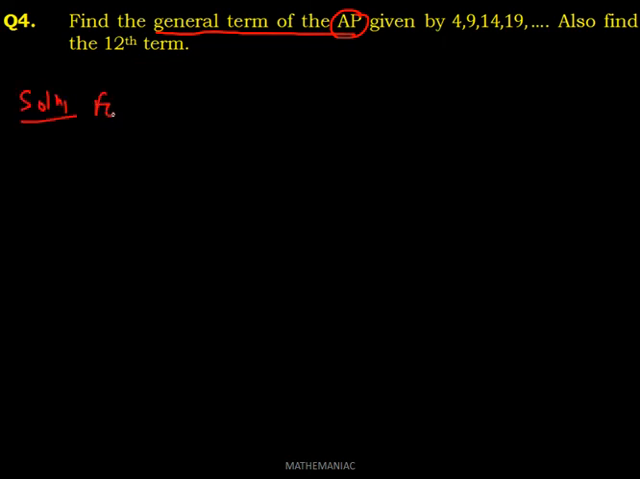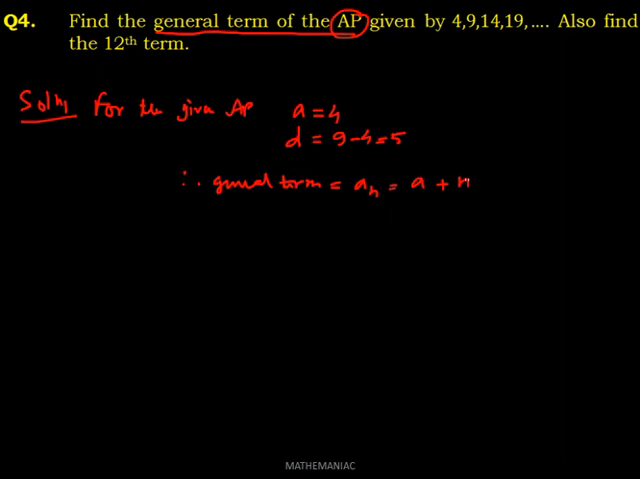information. I am doing it very formally. For the given AP, right? For the given AP, A is the first term, that is 4. D is the common difference, that is 9 minus 4, that gives you 5. What you need to find? General term. Therefore, general term is an. By the formula here, what will you get?